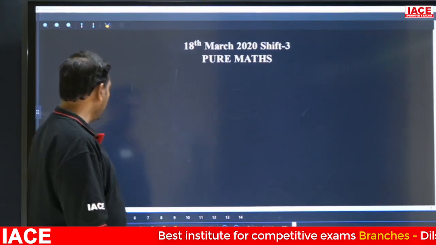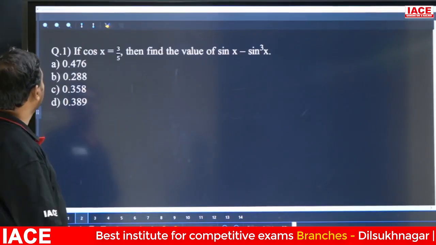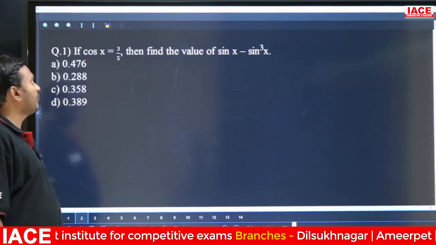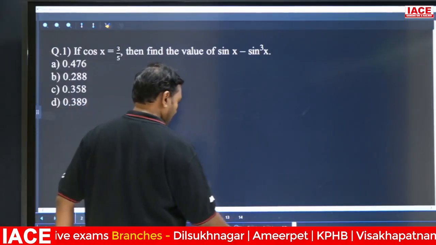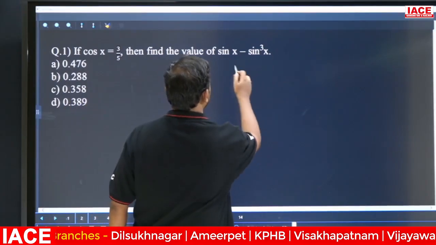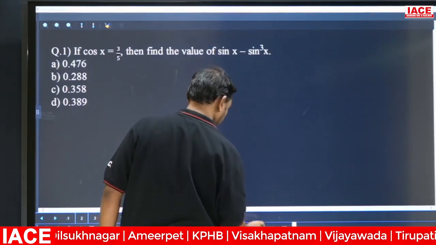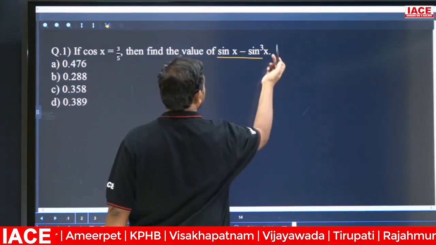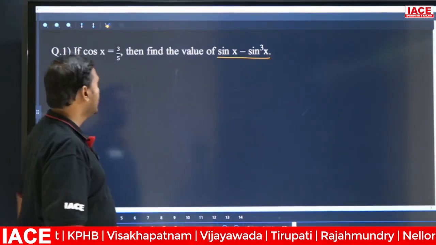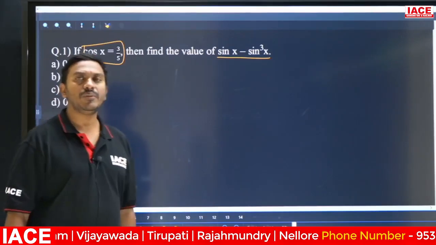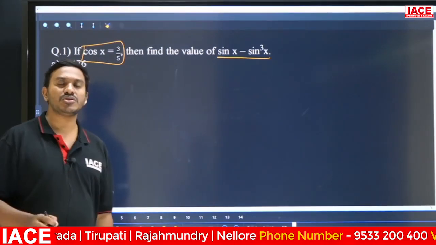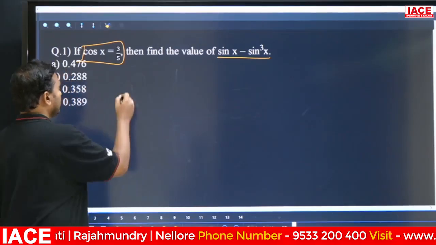Question number 1. If cos x equals 3 by 5, then find the value of sin x minus sin cube x. Whenever a trigonometric ratio is given, we have to solve that question by using the Pythagoras theorem.